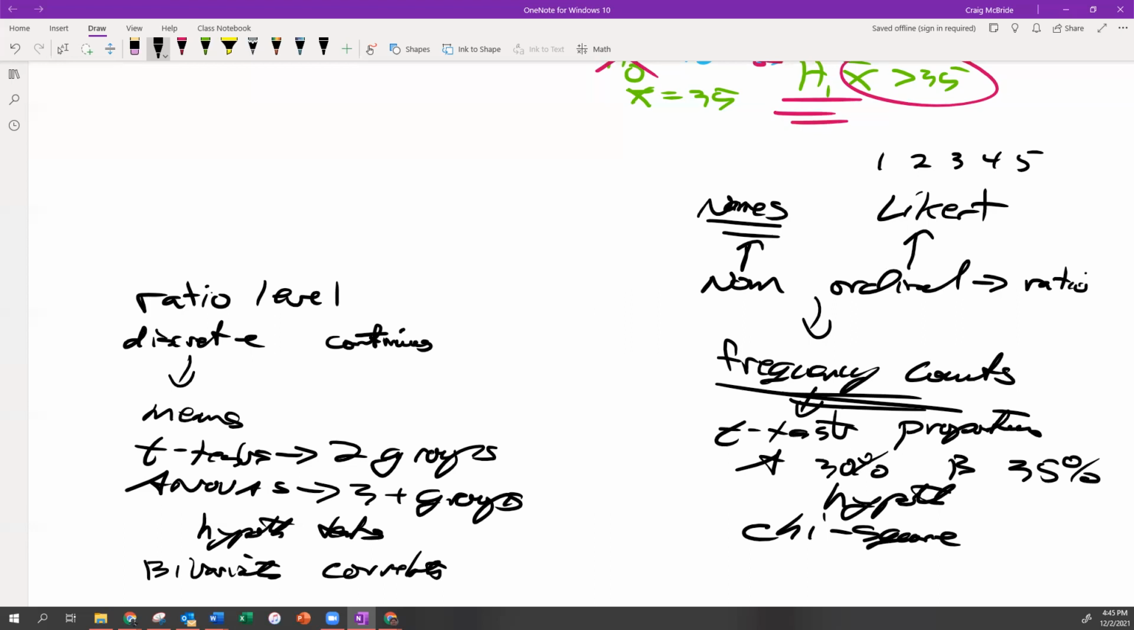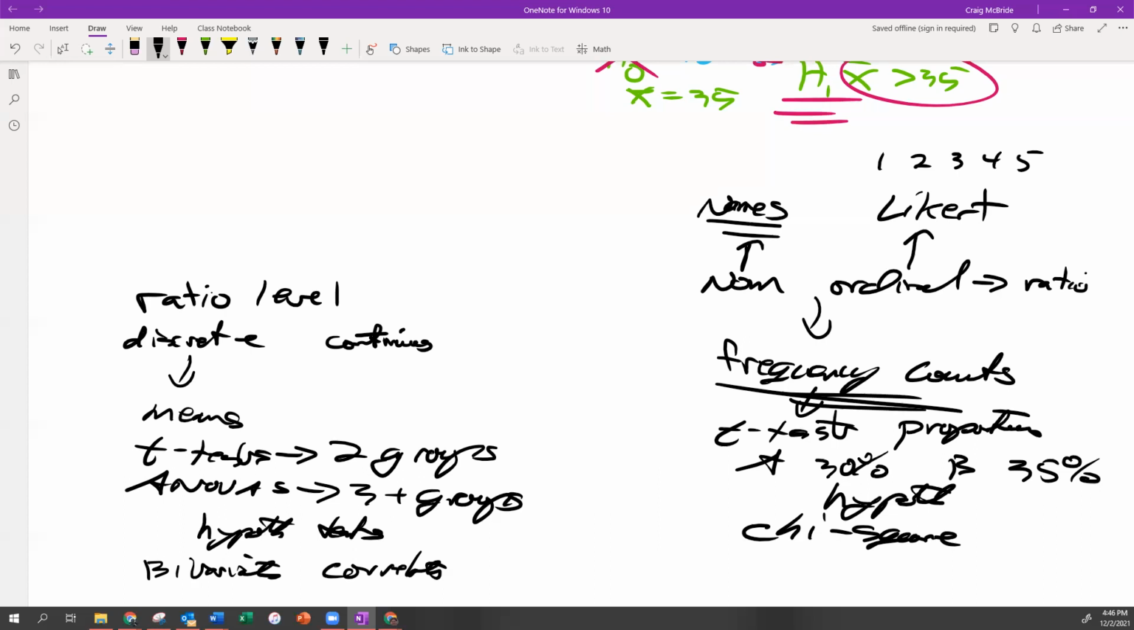If you just have frequency counts because you have, you know, what I call shitty data, then you are stuck with chi-squares. But if you have good data, ratio level data, then you can do ANOVAs. And I shouldn't say shitty data because there's nothing wrong with Likert scale data and nominal level data. It's just not real data. You can't do real things with it other than do frequency counts.